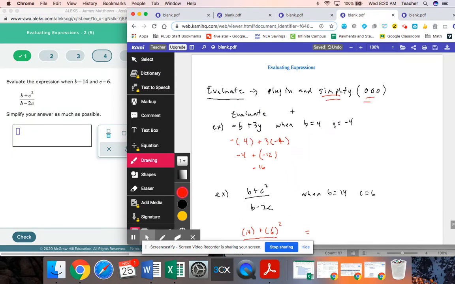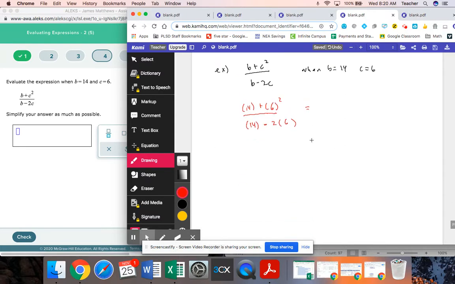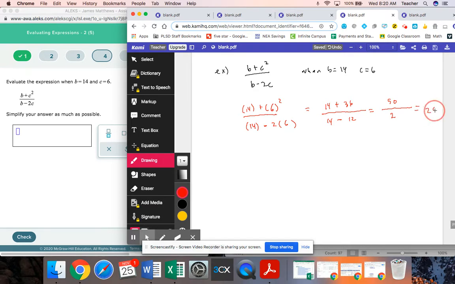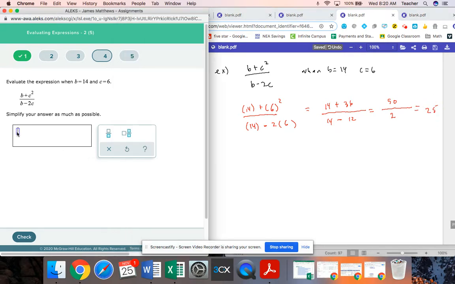All I did was plug in. Now I need to simplify. Remember, that's what you do. You plug in, then you simplify. So on the top, I have a 14, a plus, and then I have a squared. So 14 plus, and then 6 squared is 36. On the bottom, I have a 14. I have a minus, but I need to do that multiplication first. That's 12. Let's go back up to the top. 14 plus 36 will give me 50. 14 minus 12 is 2. When I simplify that, 50 divided by 2 is 25. So I should be able to come in here, and again, unless I made a simple mistake somewhere that we need to check, we should be good.